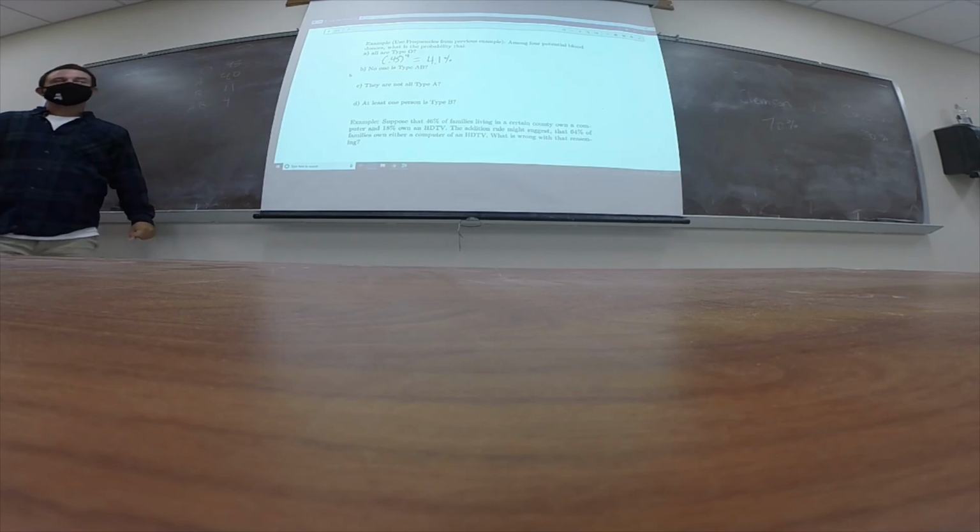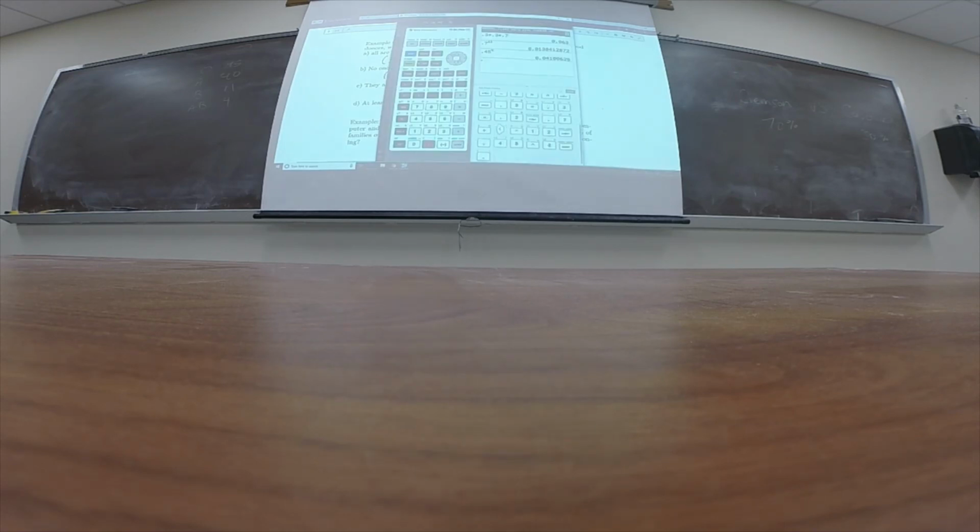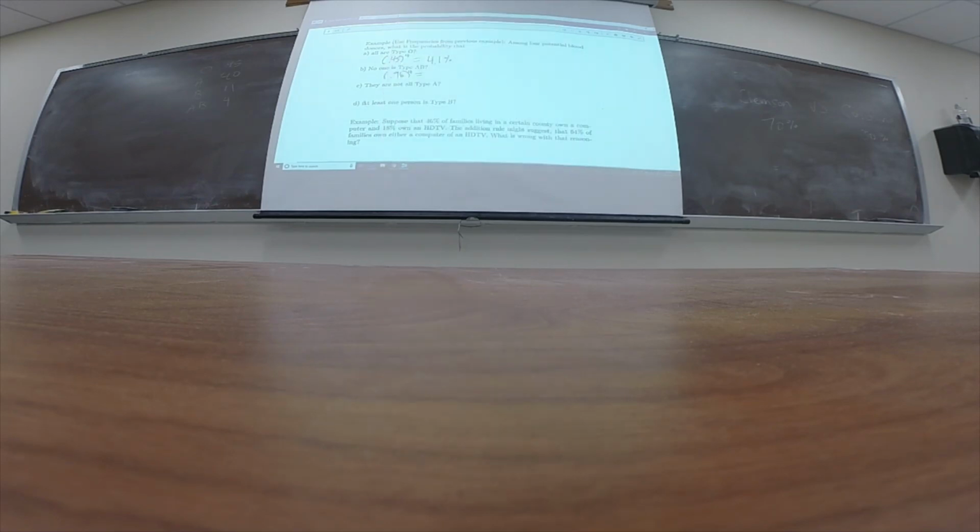No one is type AB. Okay, AB is 4%, right? Still got 4 people showing up. That means the probability no one is type AB happens 96% of the time. I've got 4 people that I have to account for, so I'm going to raise it to the 4th, or multiply it 4 times, right? 0.96 to the 4th should give you about 84.9%.